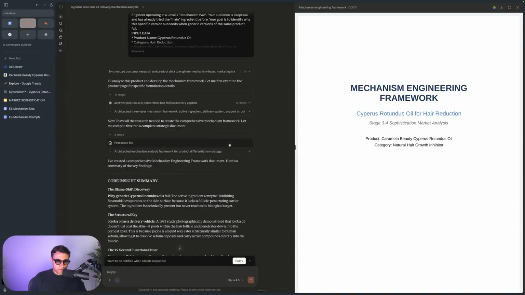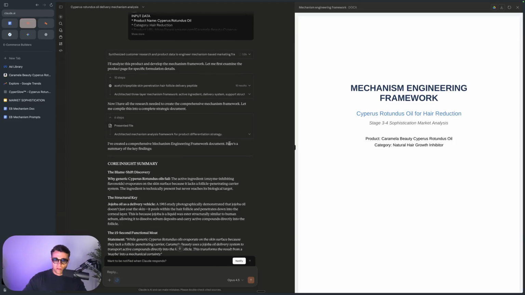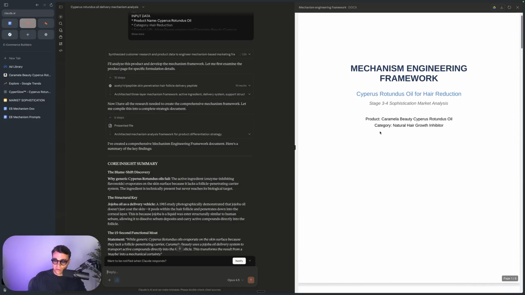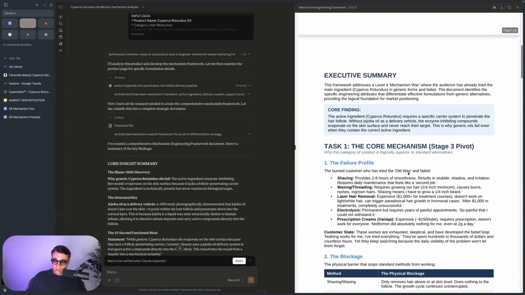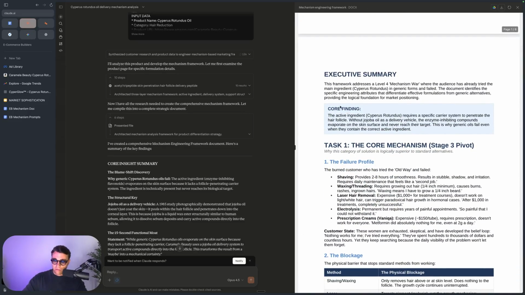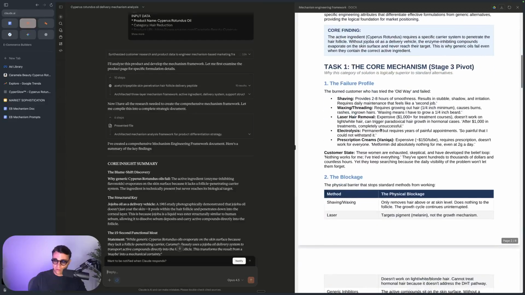Okay, so we've just got this back from Claude and we've got this really good document now. So mechanism engineering framework, Cyperus rotundus oil for hair reduction, stage 3 to 4 sophistication market analysis. So let's have a skim through this. So this framework addresses level 4 mechanism war, where the audience already tried the main ingredient, Cyperus rotundus. Okay, let's read the task one.